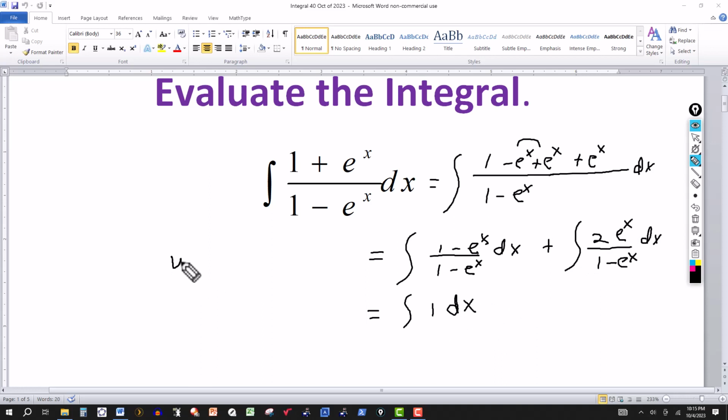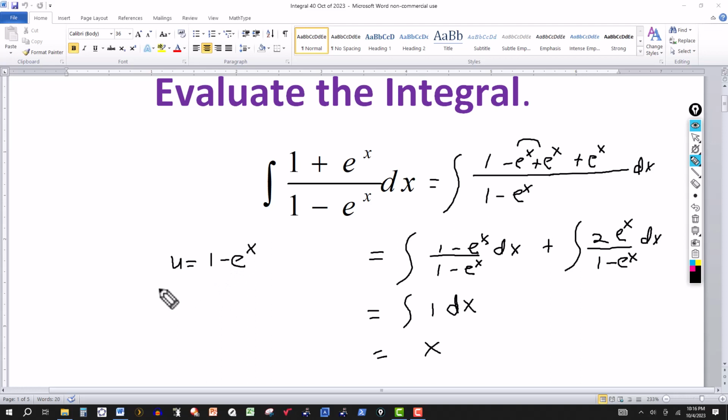And this one we don't really need a u-substitution, but just to make sure you see what we're doing here, I'm going to let u equal, in this one here, 1 minus e to the x. This one's going to be easy to integrate. The integral of 1 dx is just x. So this integral is just going to be x here. That's done for that one.